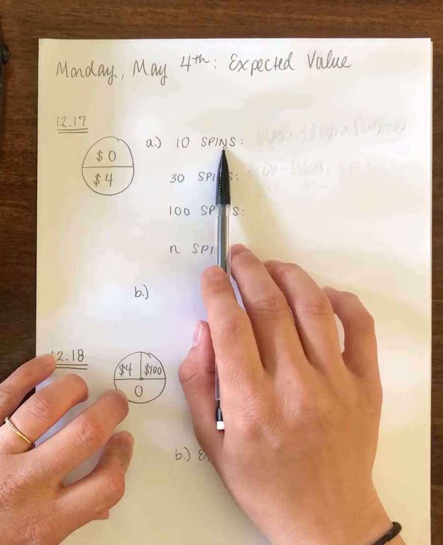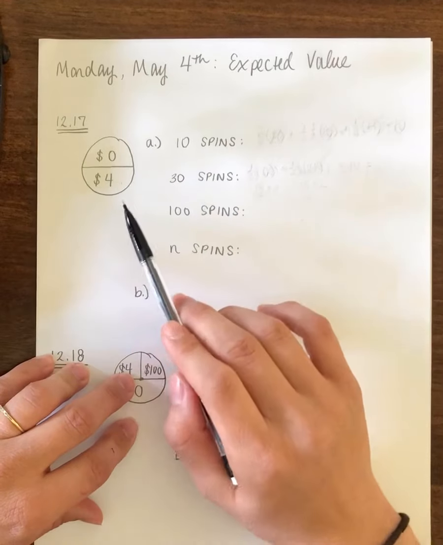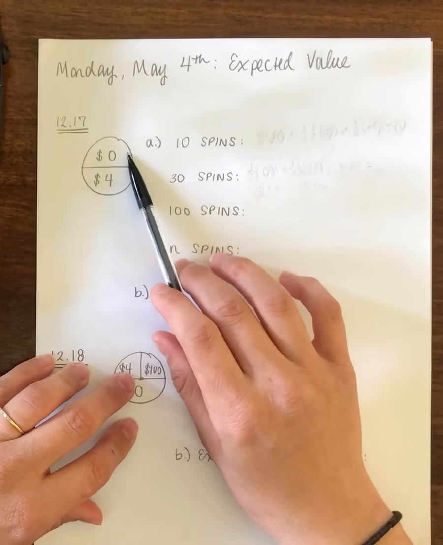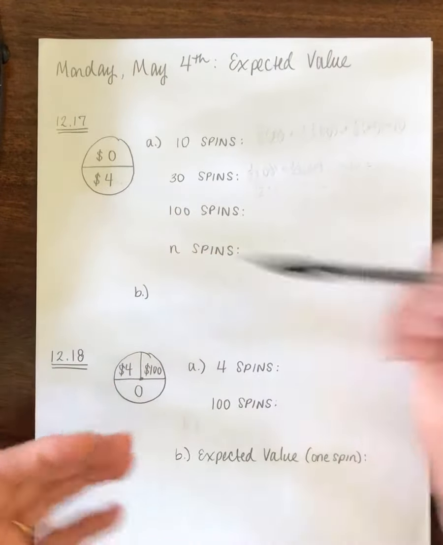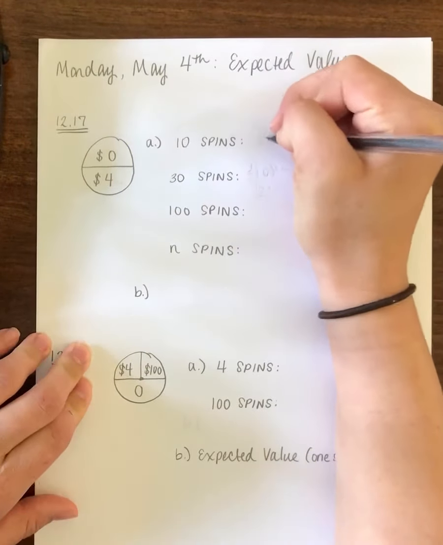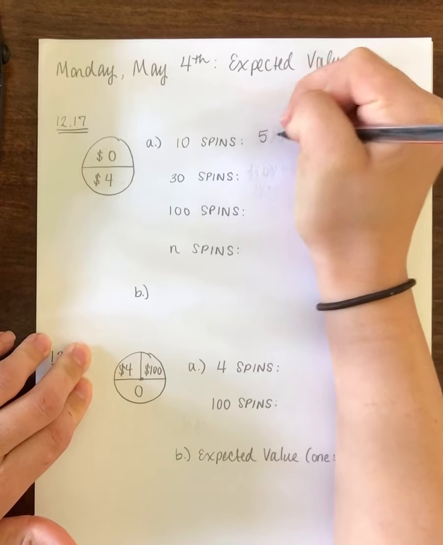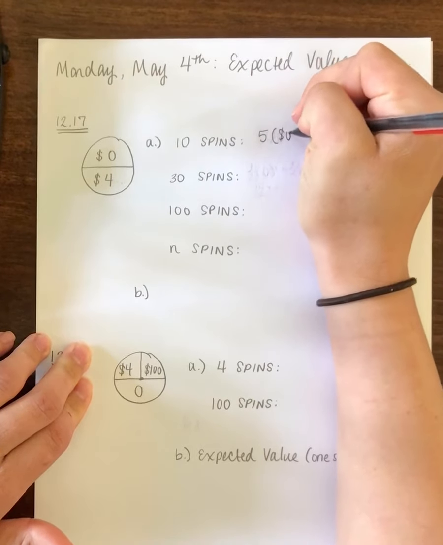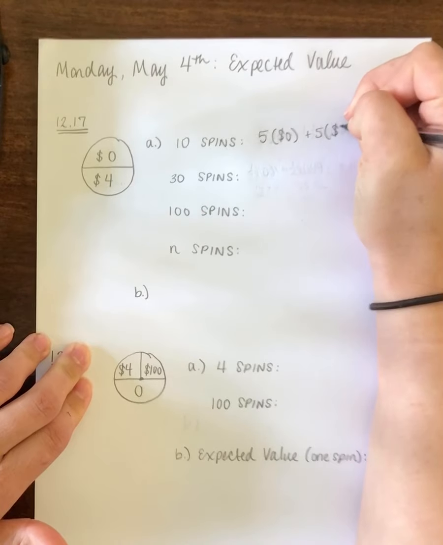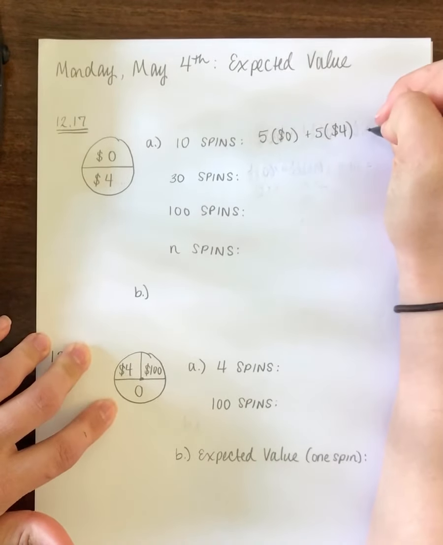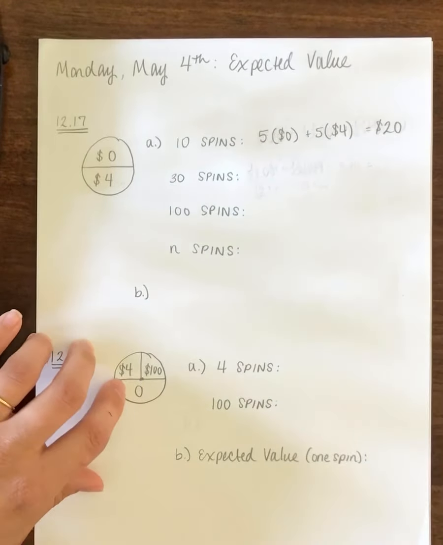So in 10 spins, right? Half of those spins I can predict will land here, and the other half will land on $4, just based on the probability of the spinner. So that means in 5 of these spins I would earn nothing, and in the other 5 spins I would earn $4. So my expected value would be $20 for 10 spins.